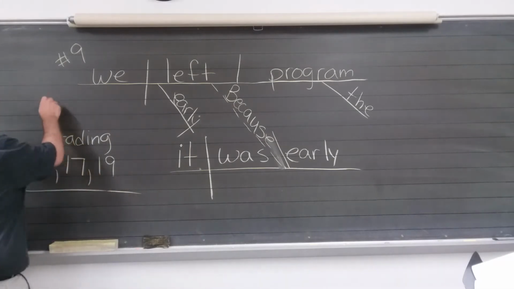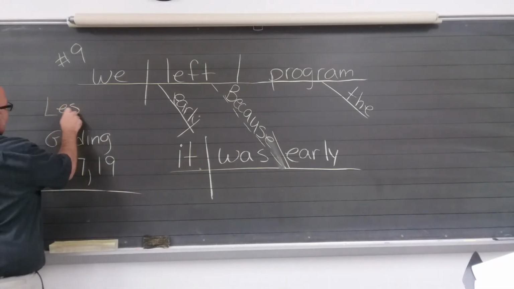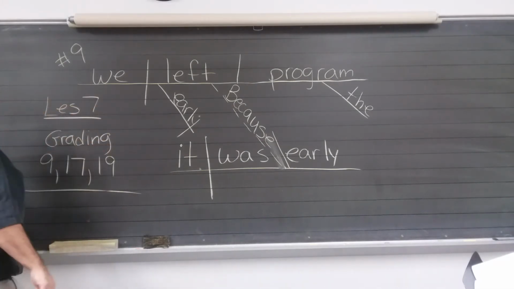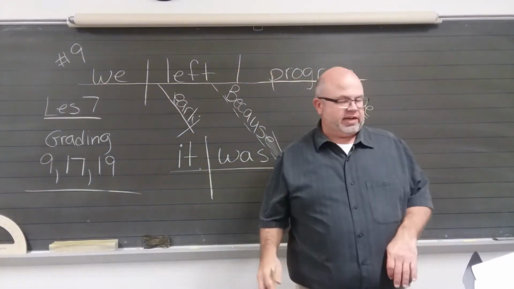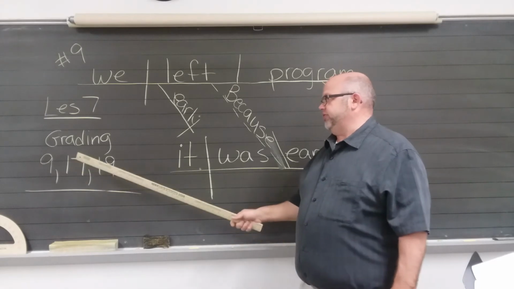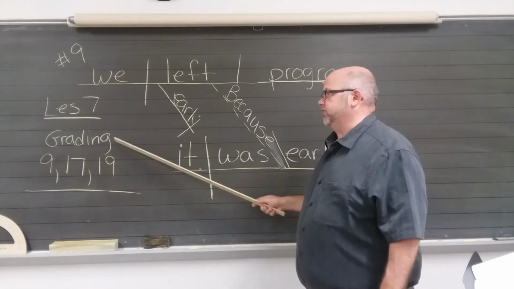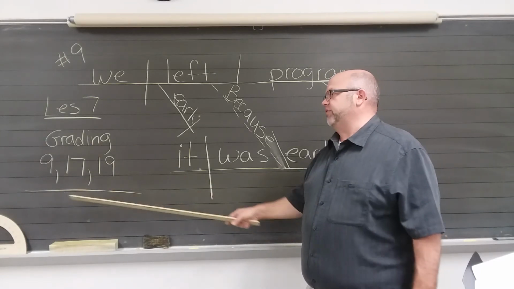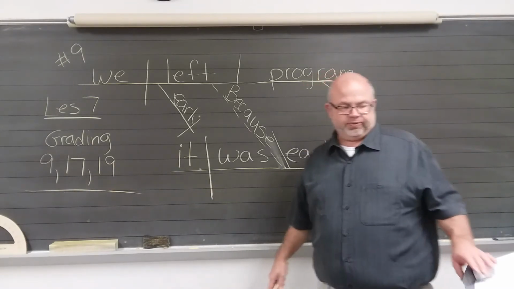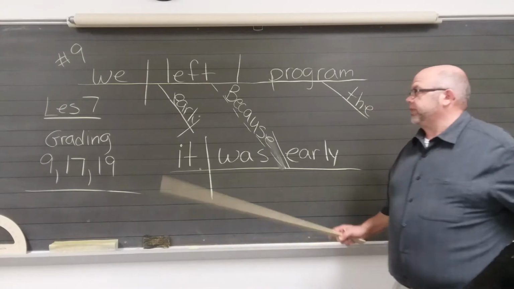What is this? Lesson 7. In Lesson 7, we are grading numbers 9, 17, and 19. These are what you need to keep track of. So on the top of your lesson or somewhere, put the number wrong that you get from 9, 17, and 19.